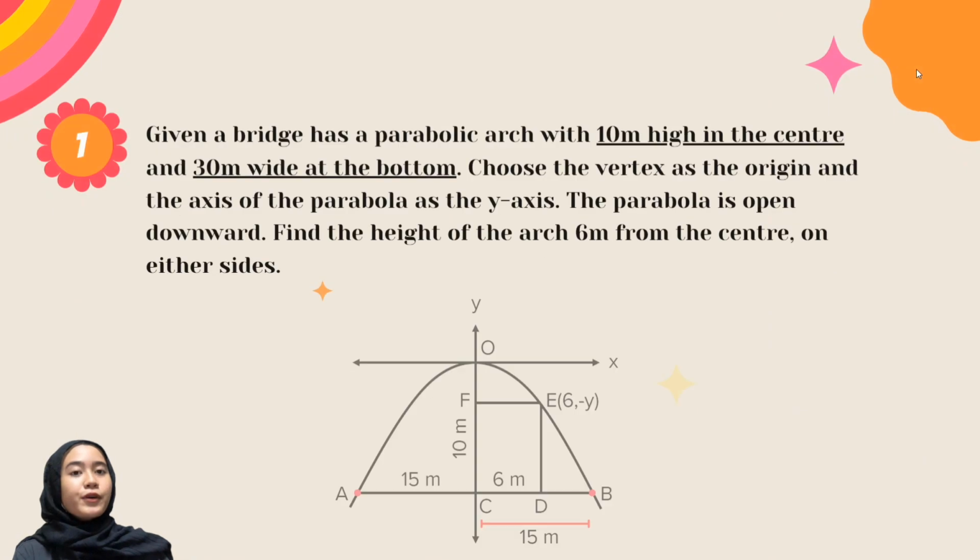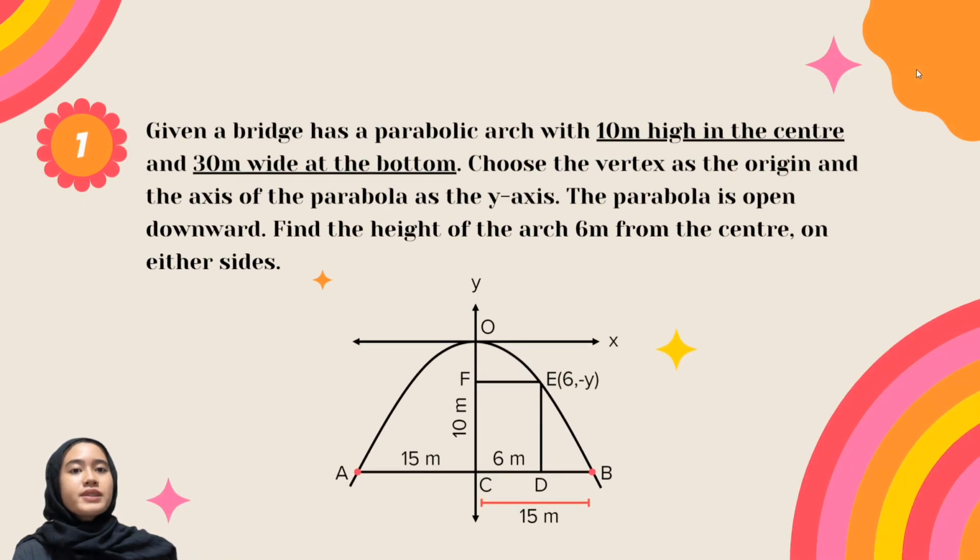Okay, here I'm going to proceed with the problem statement and the solution. The first question: given a bridge has a parabolic arc with 10 meter high in the center and 30 meter wide at the bottom, choose the vertex as the origin and the axis of the parabola as the y-axis. The parabola is open downward.